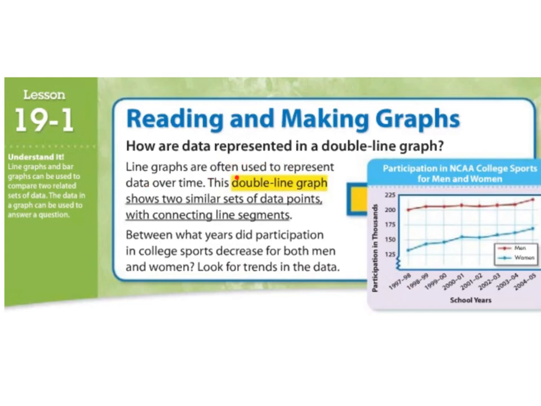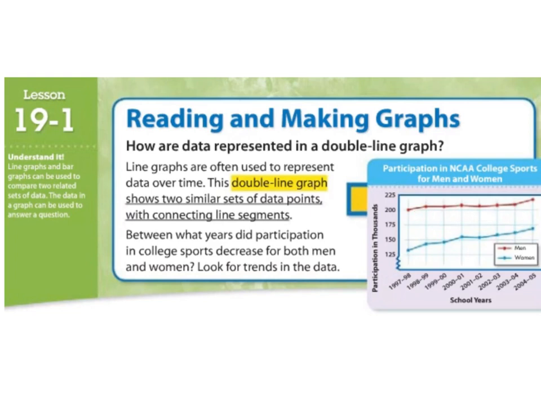Line graphs are often used to represent data over time. So, if they give you time, and time is always on the bottom with a line graph, if they give you years and how the data has changed, then you're going to use a line graph, not the other graph we're going to talk about. And the line graph shows 2 similar sets of data points with connecting line segments. So whenever you want to compare 2 things over time, then you're going to use a double line graph, not just one.